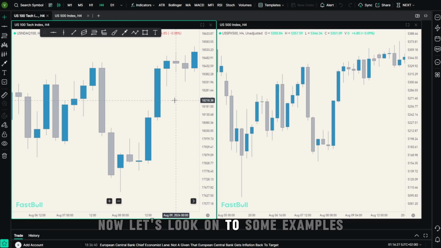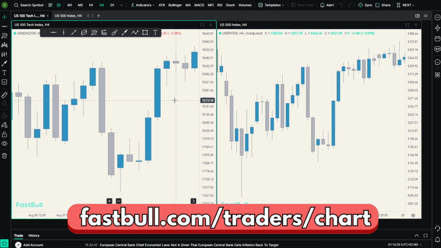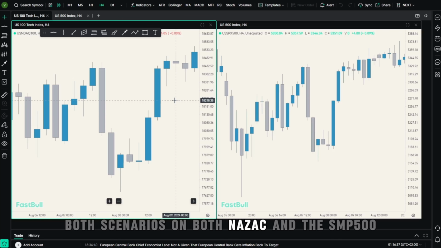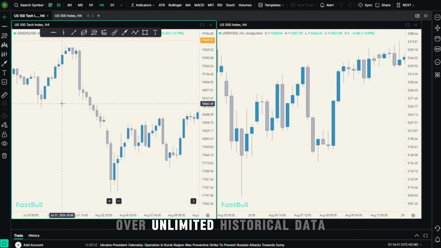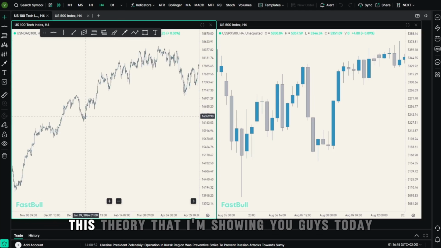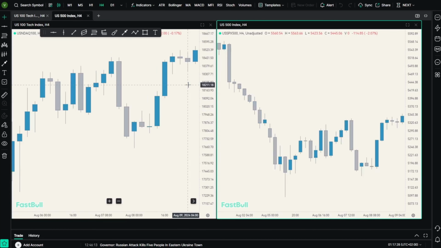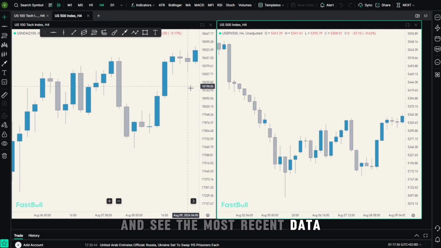Now let's look on to some examples on the live charts. Right here I'm using fastbull.com charts just because of the added feature of both the multiple charts, so I can show you guys both scenarios on both NASDAQ and the S&P 500, as well as the added feature of having unlimited historical data that you guys can track back and even backtest this theory that I'm showing you today. Now, I will be using more recent data, so it's more applicable, so you guys can actually go back and test and see the most recent data using these specific models I'm about to show you.